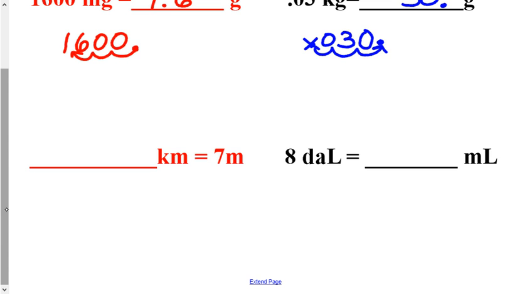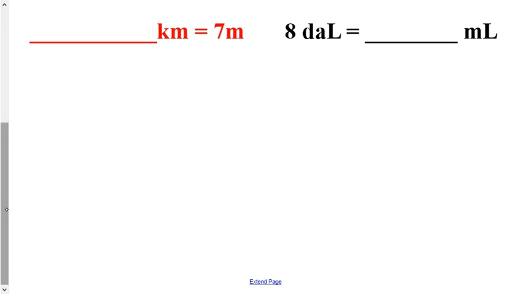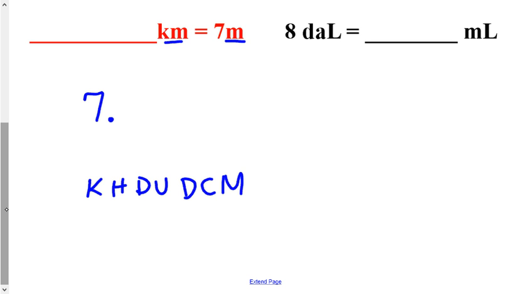All right, so our next one, we have how many kilometers in 7 meters. So this time we're using the number 7, which has a decimal at the end of it, and we're changing from meters to kilometers. So King Henry died unexpectedly drinking chocolate milk. Meters to kilometers. It's really important to notice we're changing from meters to kilometers, not kilometers to meters, because the 7 is a number of meters. So meters is at the unit, and we're changing to kilometers.